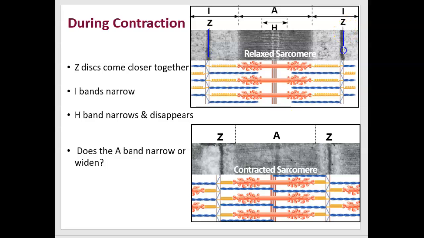The H band will basically disappear, this light region that exists within the A band. And the I bands, which are light, will basically disappear. The A band won't change in width, or at least it shouldn't. So does the A band narrow or widen? No, it doesn't.